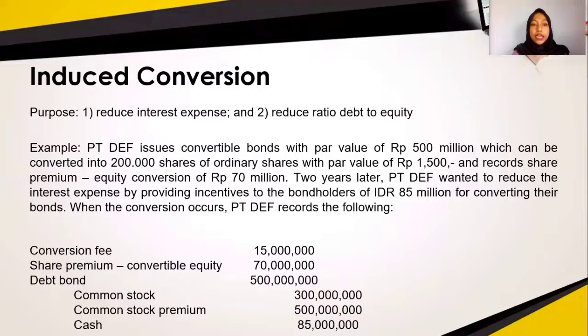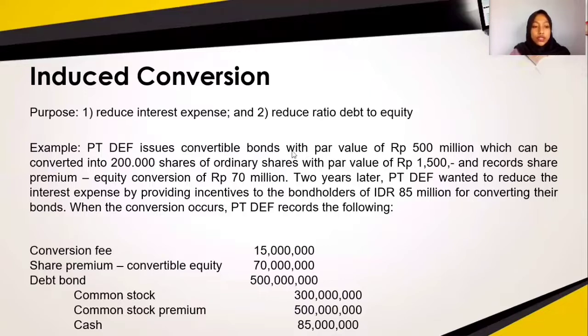For example, PTDF issues convertible bonds with a par value of 500 million, which can be converted into 200,000 shares of ordinary shares with a par value of 1,500, and records a premium equity conversion of 70 million. 2 years later, PTDF wants to reduce the interest expense by providing an incentive of IDR 85 million to the bondholders for converting their bonds. So, when the conversion occurs, PTDF records the following.